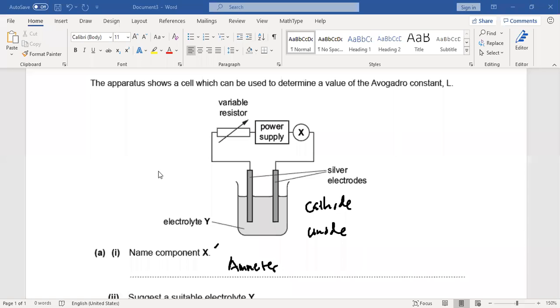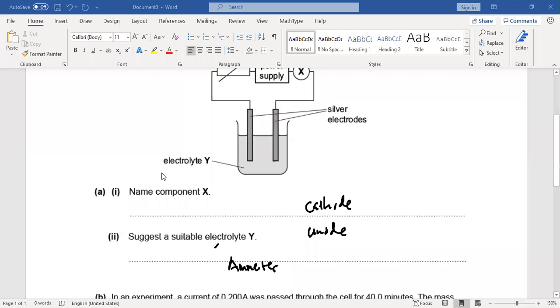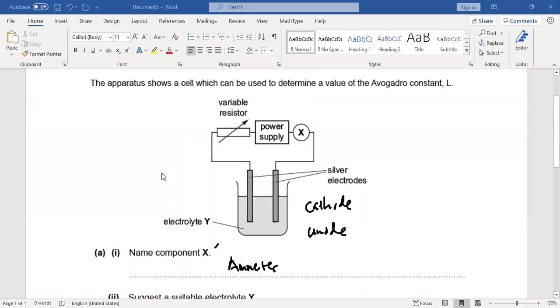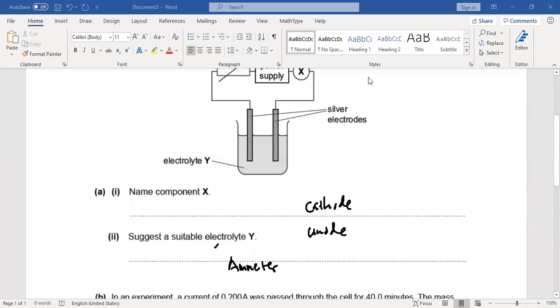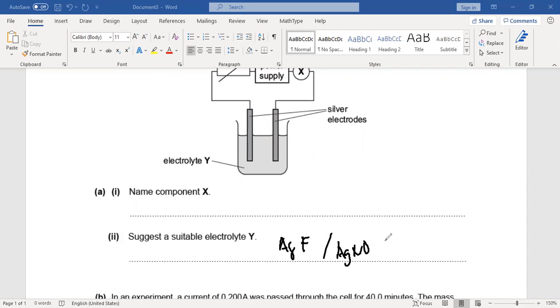And next is a suitable electrolyte Y. What electrolyte Y is, is up to you, as long as it has silver ions in it. So you can write AgF or AgNO3 and so forth.